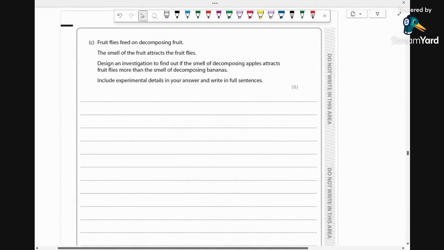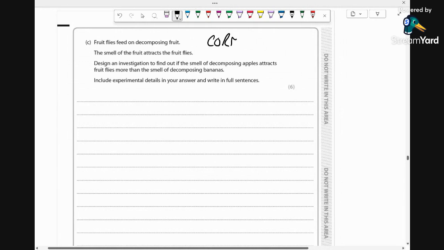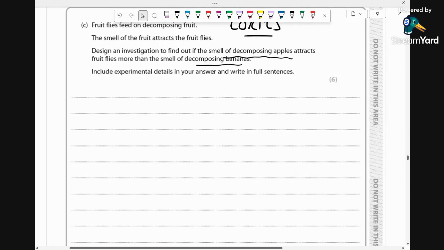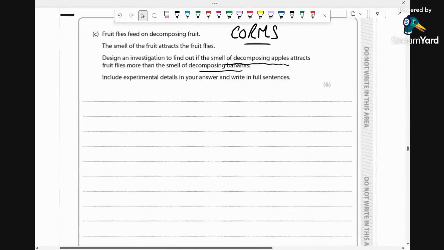Okay, so this is a Corms question. There's always a Corms question in these papers. So fruit flies, that's the organism we're going to be using, feed on decomposing fruit. The smell of the fruit attracts the flies. Design an investigation to find out if the smell of decomposing apples attracts fruit flies more than decomposing bananas. So we're going to have apples and bananas. We want to make sure that they're decomposing to the same extent.